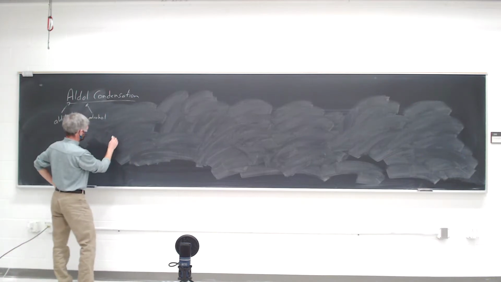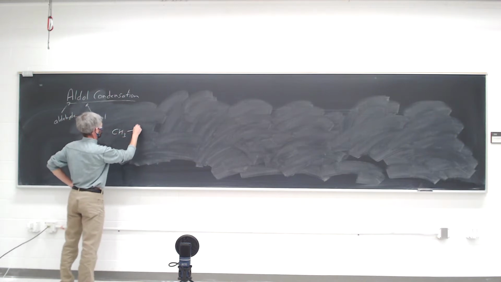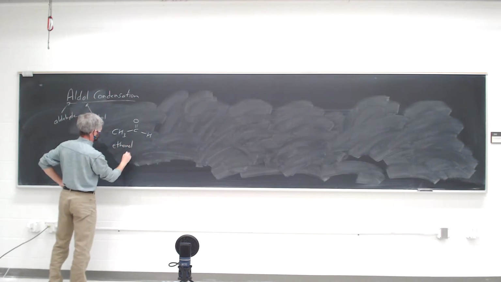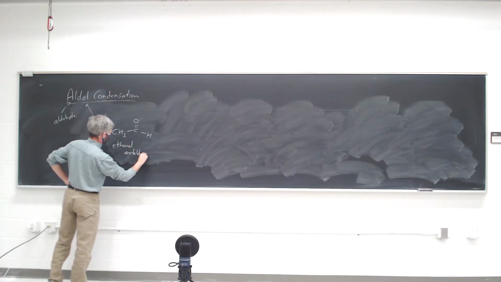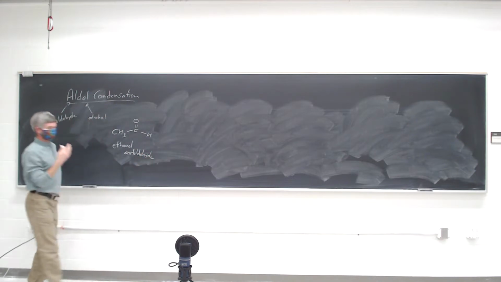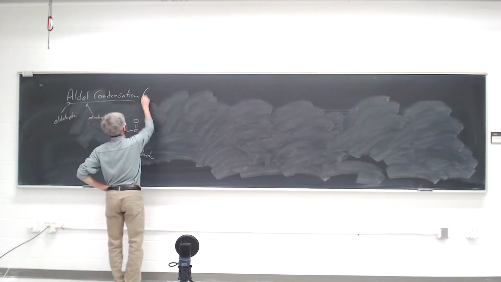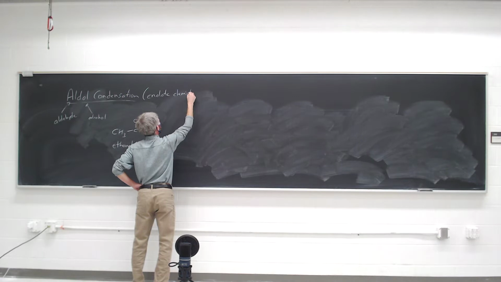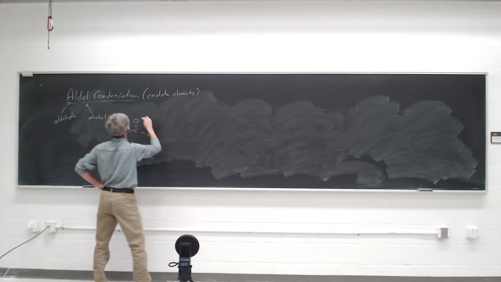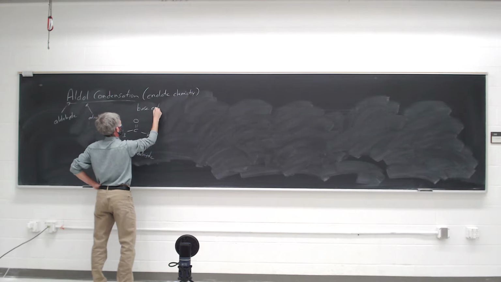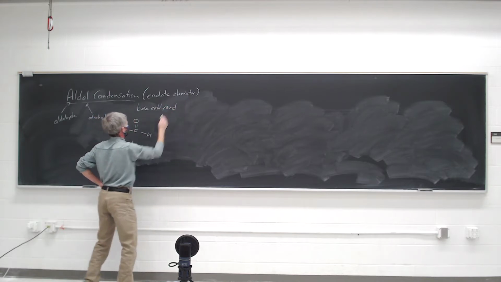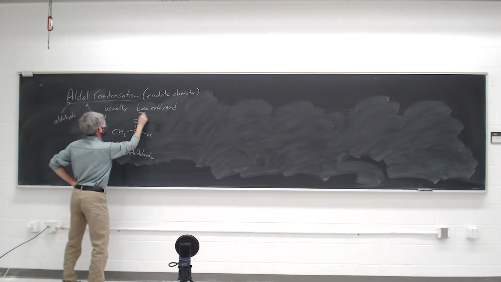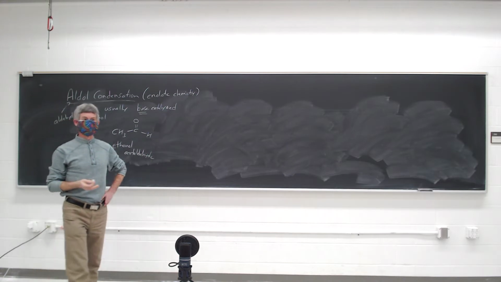We're going to use the simplest example. We're going to use ethanal, or acetaldehyde. And the important thing to know about the aldol condensation is it is enolate chemistry. Generally base catalyzed. There are examples of acid catalyzed aldols, but usually it's base catalyzed, and so you're working through enolate ions.